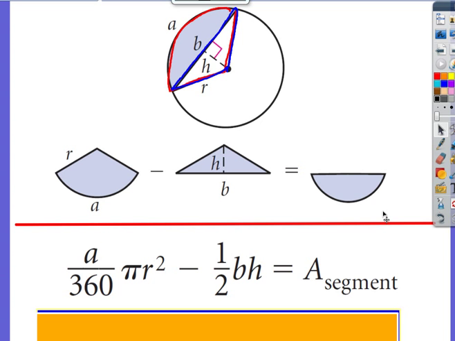So go ahead and pause this and write this stuff down. The picture, top picture, and the equation. And if this middle part helps, then draw that as well. I'm going to move on.